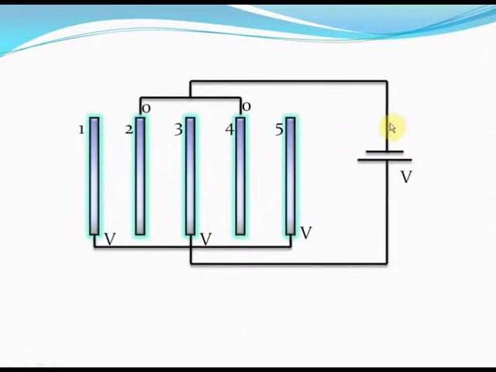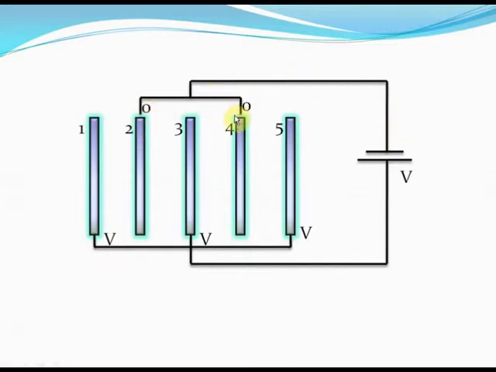Basically, a battery of voltage V has been connected to 5 of these plates like this. Now if you observe carefully, the positive end of the battery has been connected to 3 of the plates. For example, plate number 5, plate number 3 and plate number 1, they are connected to the positive end of the battery. The zero potential end of the battery or the negative end of the battery has been connected to plate number 2 and plate number 4.